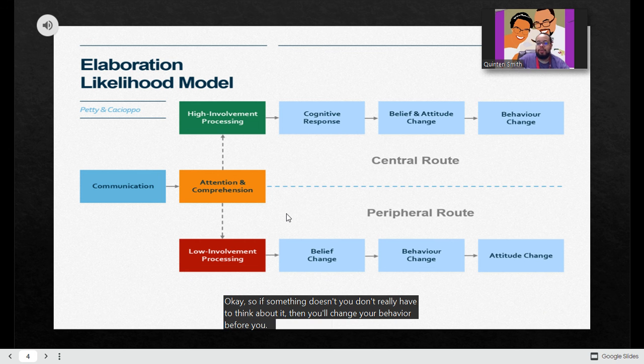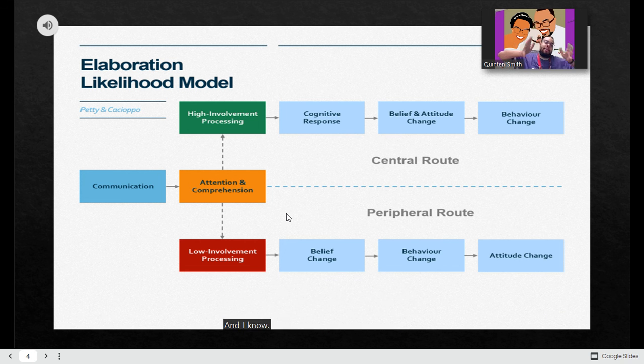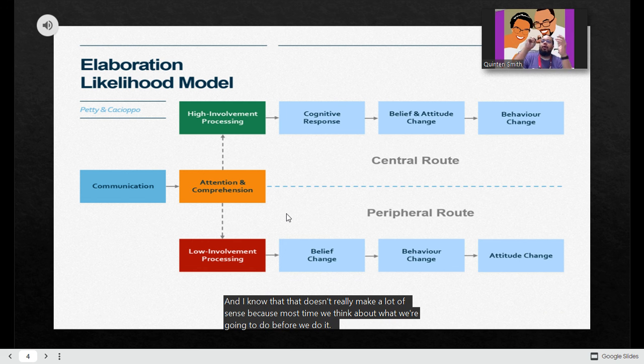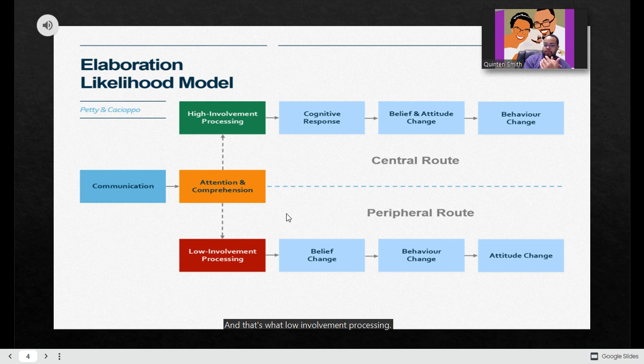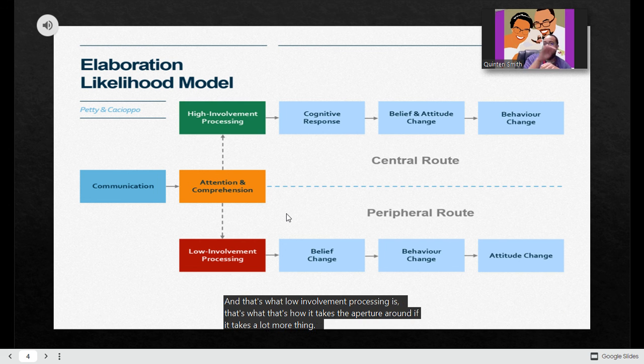Okay, so if you don't really have to think about it, then you'll change your behavior before you change your attitude. But if you do think about it, you will probably have your attitude change, and then your behavior will change. And I know that that doesn't really make a lot of sense because most times we think about what we're going to do before we do it. But there are a lot of things that we do without even really thinking about it, and that's what low involvement processing is. That's how it takes the peripheral route. If it takes a lot more thinking, then it takes the high involvement.